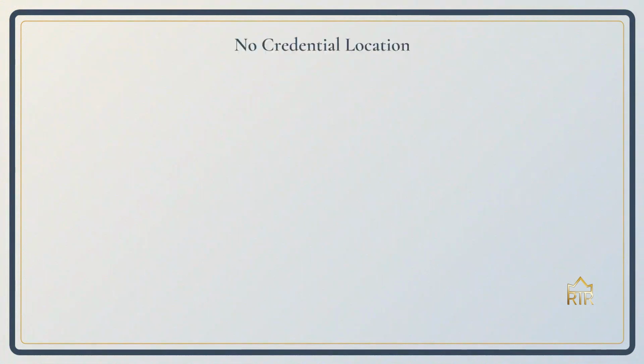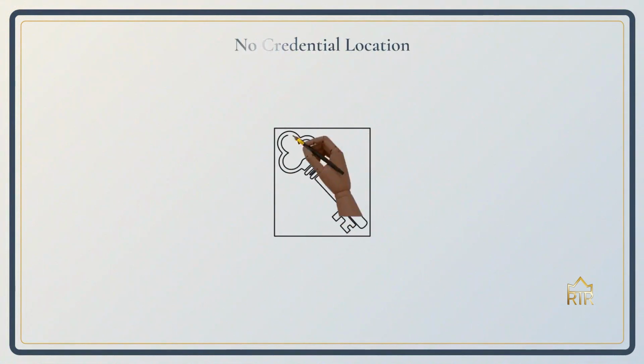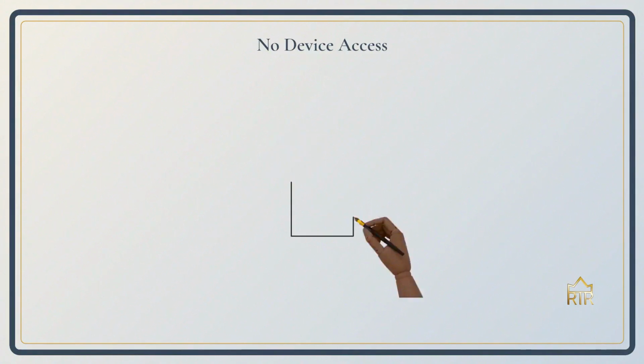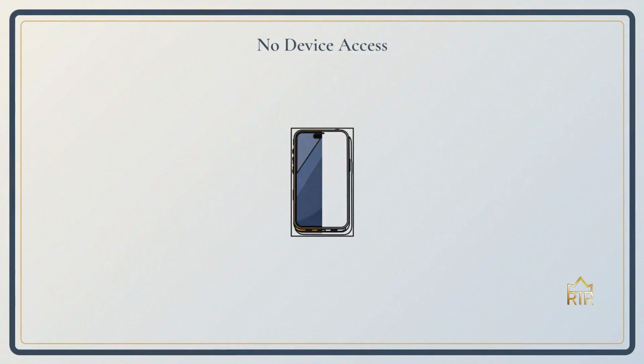The second is no credential location record. The trustee knows an account exists. They don't know where the password is stored, which password manager was used, or whether the master password was ever written down anywhere safe. The third is no device access. The phone is locked. The laptop requires a fingerprint or Face ID that no longer works. The authentication app that generates two-factor codes was on that phone. There's no documented unlock path for any of it.